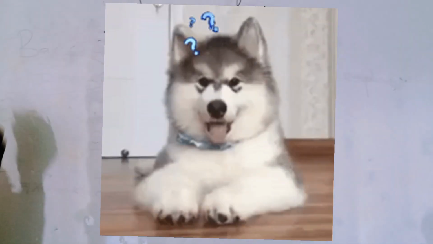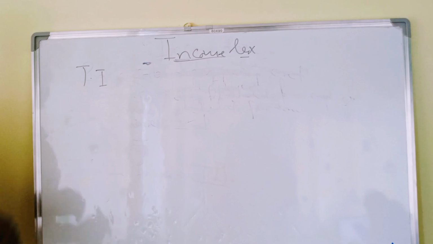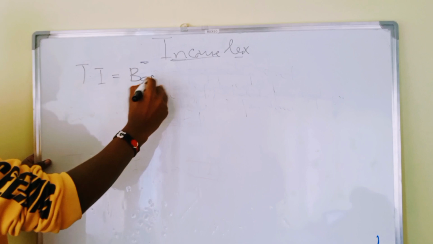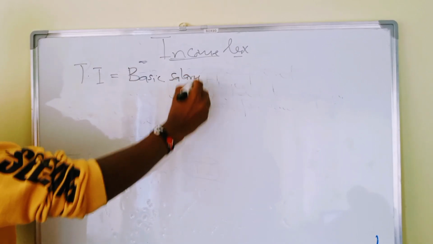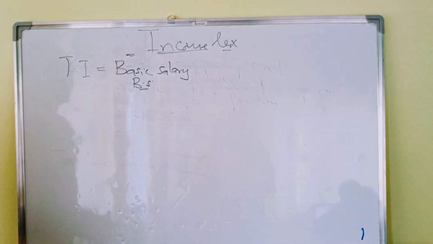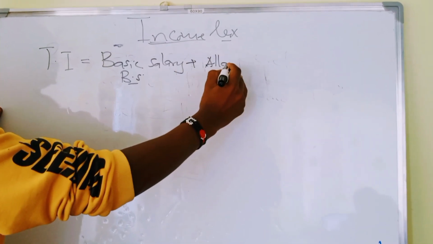Now, let's move a little deeper. Remember, we've said that taxable income is the amount of money that is likely to be taxed. So how do we get the taxable income? I've said I'm going to denote taxable income as TI. We get taxable income by taking the basic salary, which in my teaching I'll denote as BS. So taxable income is given by the basic salary plus total allowances.